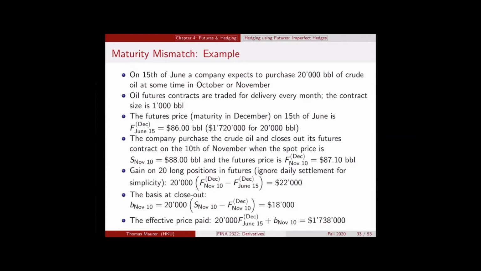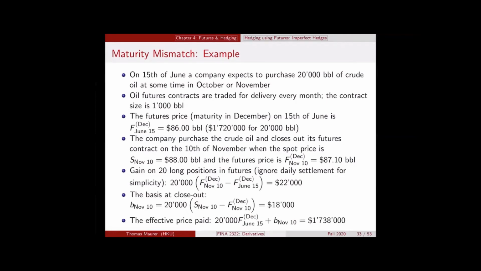So again, that's the same cash flow as what I calculated if I use the spot price which I have to pay and then combine that with the payoff from the 20 long positions in the futures. It doesn't really matter which approach you take. At the end of the day, both ways, you get the result that you pay $1.73 million for the 20,000 barrels of oil.